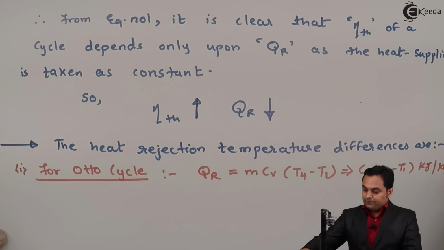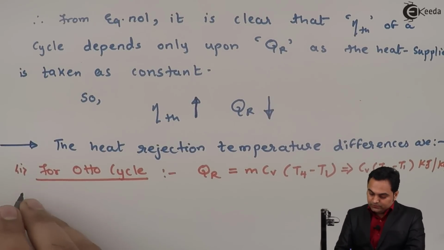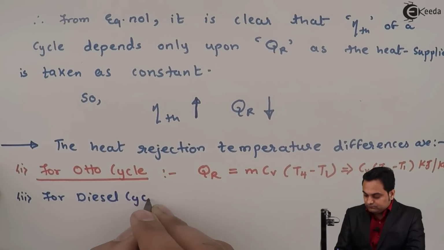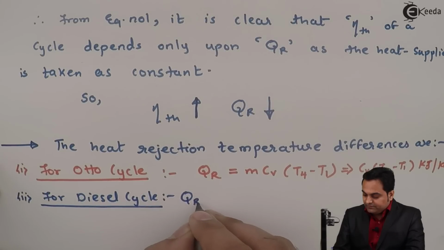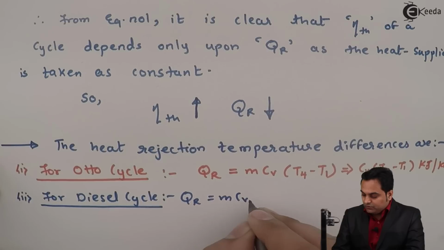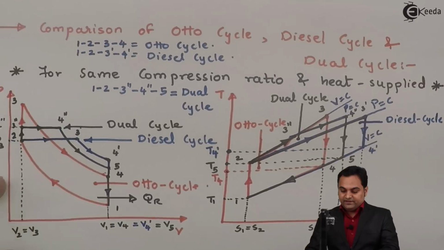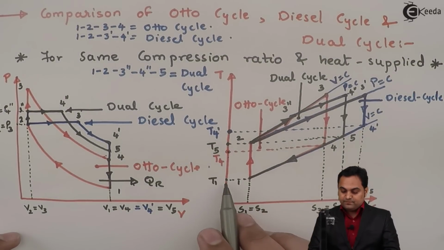Next I'll write down for diesel cycle. The heat is rejected at constant volume, so mCV, and the temperature difference for diesel cycle is from T4 dash, as we see, T4 dash minus T1.